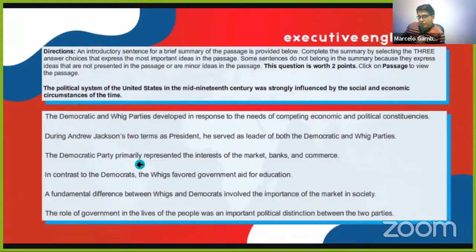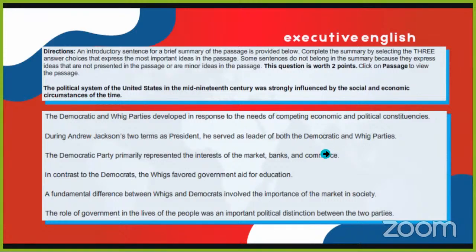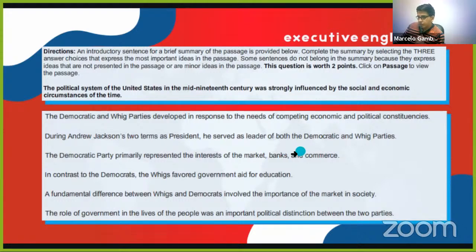The Democratic Party primarily represented the interest of the market, banks, and commerce. Is it true? False, that's right. They didn't represent the interest of the market. They were actually people who were isolated from the market, right? So it's like the opposite. Okay, so it's not C.